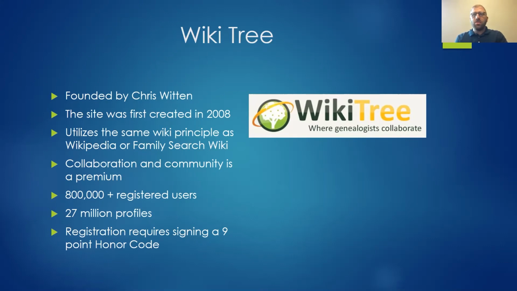And the registration is pretty unique. If you want to become an involved user and not just a guest user, you have to sign a 9-point honor code. This honor code really just amounts to don't be a jerk, don't harass people, and also cite sources. So that's one thing that really separates WikiTree, in my opinion, is that it really promotes good research.